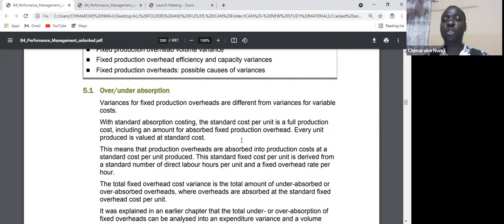Now, the variances for fixed production overheads are different from the variances for variable costs. Because with standard costing, the standard cost per unit of a product is the full production cost. Now, a full production cost will include variable costs and a fixed cost. And so the fixed costs are the cost absorbed into the production units. Now, it means that there is something called an overhead absorption rate, which is used to get the fixed cost. So we use the overhead absorption rate and multiply it by the direct labor hours in each production unit to get your fixed cost in the production unit.